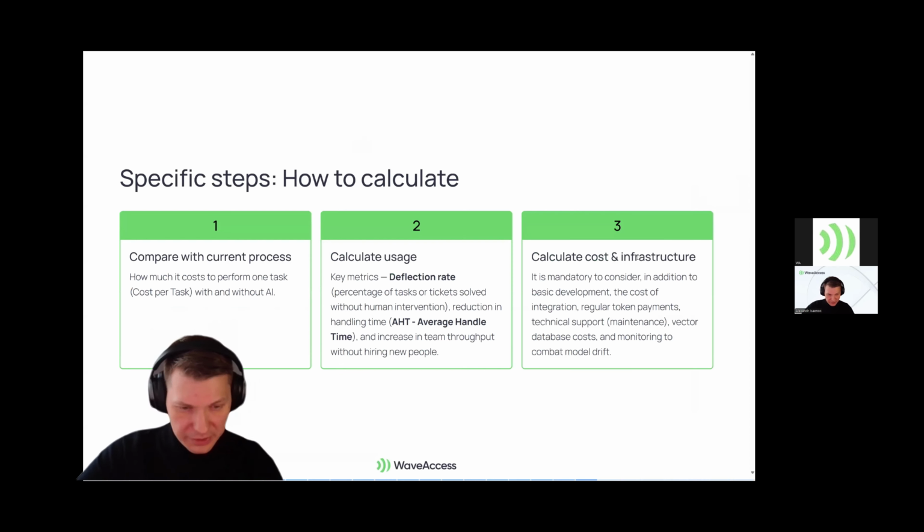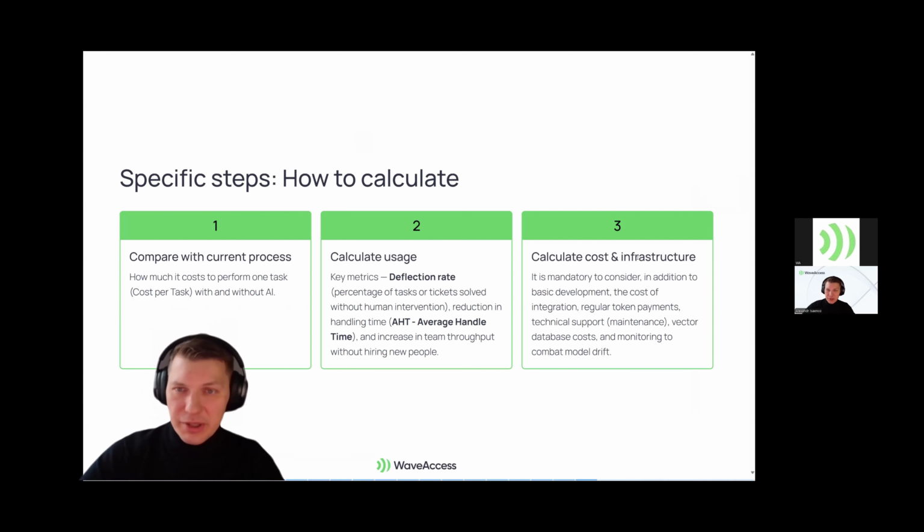And we compare it with the current process. We calculate usage, we calculate infrastructure. So this is our formula in mind for how to calculate return on investment. The good thing is that we can do this, but the disadvantage is that of course it depends on the company, on the use cases, on the business model of the company.